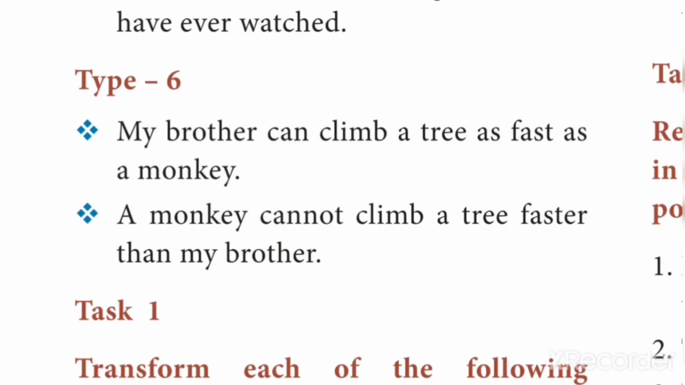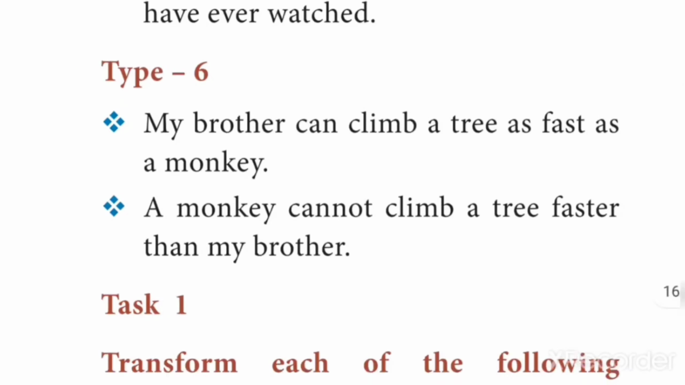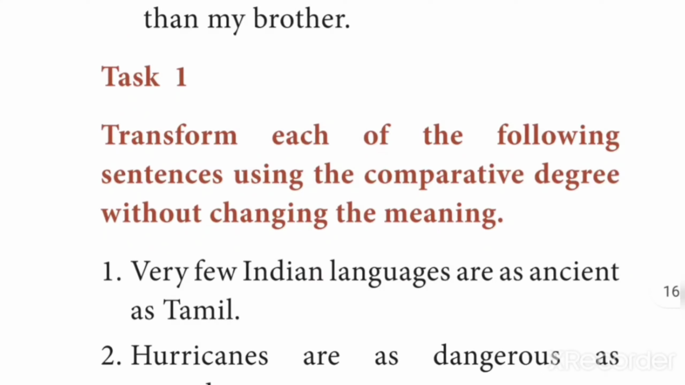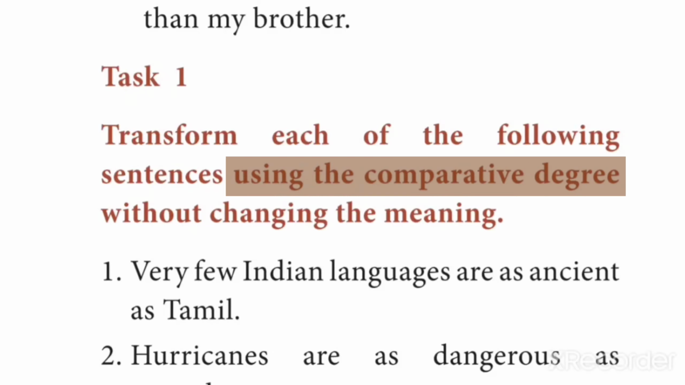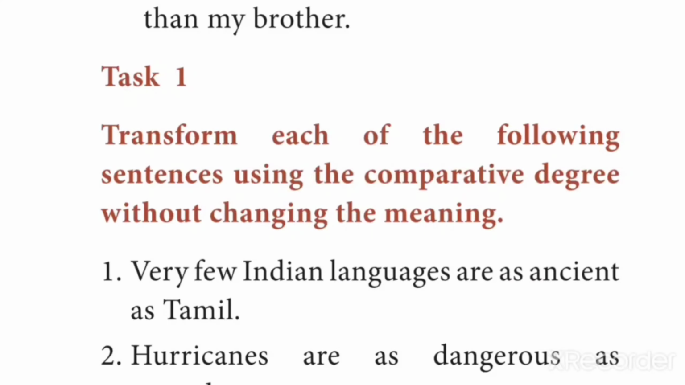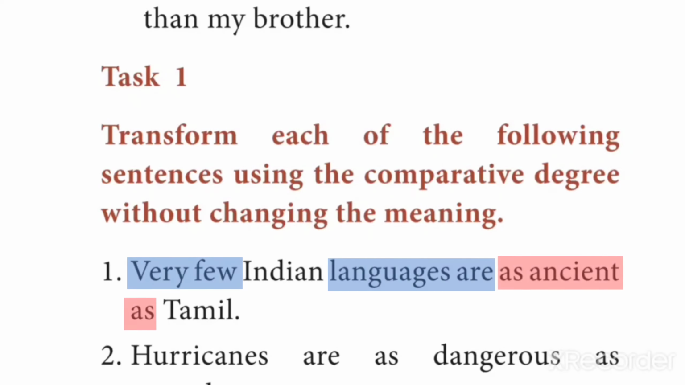So, our textbook has divided the entire degrees of comparison into 6 types and we have seen them here. Let's see the tasks. Now, task 1. What is it? Transform each of the following sentences using the comparative degree without changing the meaning. Okay. The first sentence is, very few Indian languages are as ancient as Tamil.